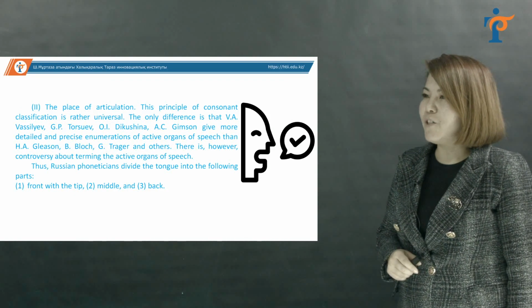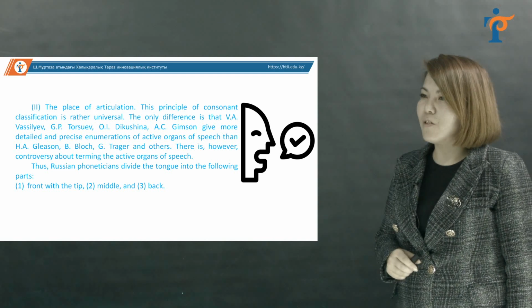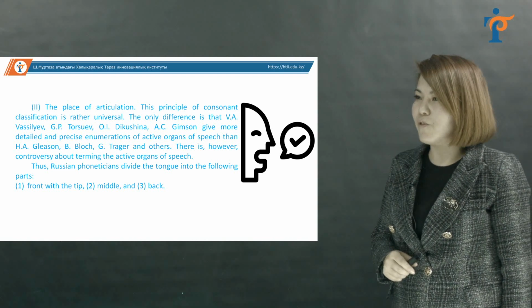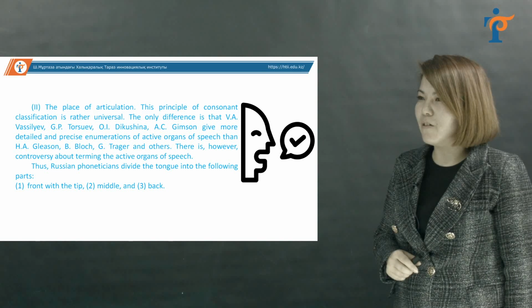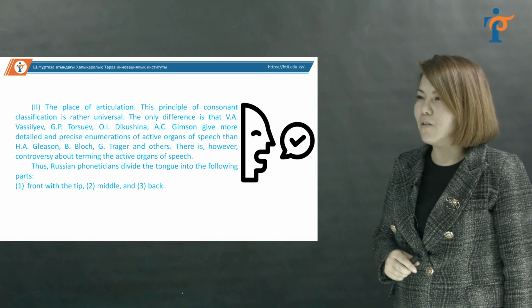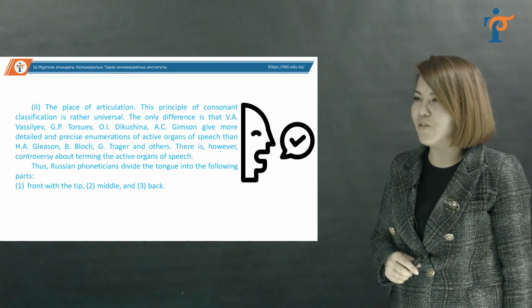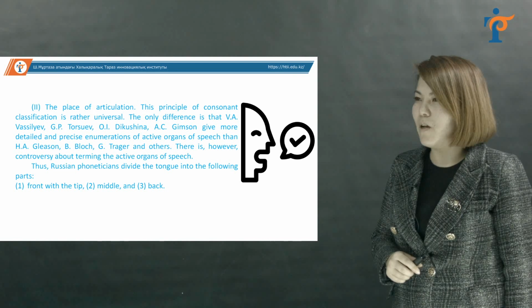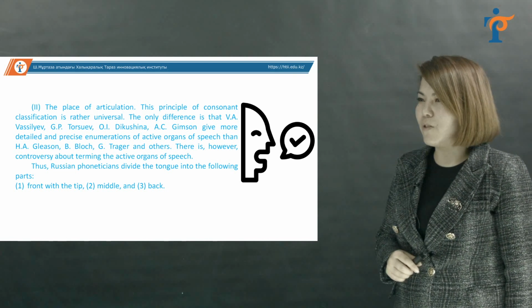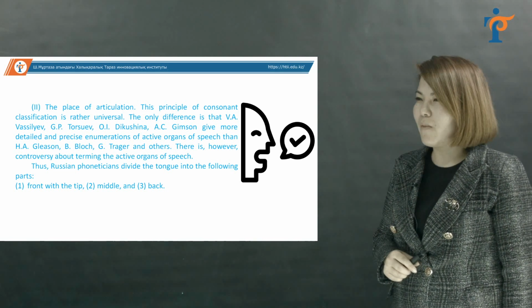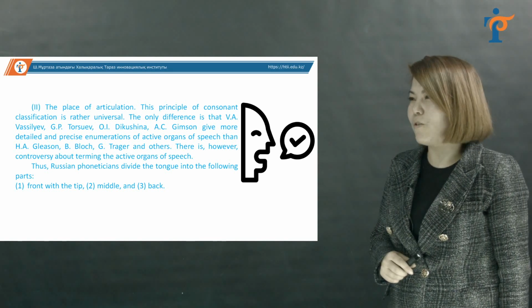So, the place of articulation. The principle of consonant classification is rather universal. The only difference is that Vasilyev, Torsuev, and Dikushina give a more detailed and precise enumeration of active organs of speech than Gleason, Bloch, Trager, and others. There is, however, controversy about terming the active organs of speech.